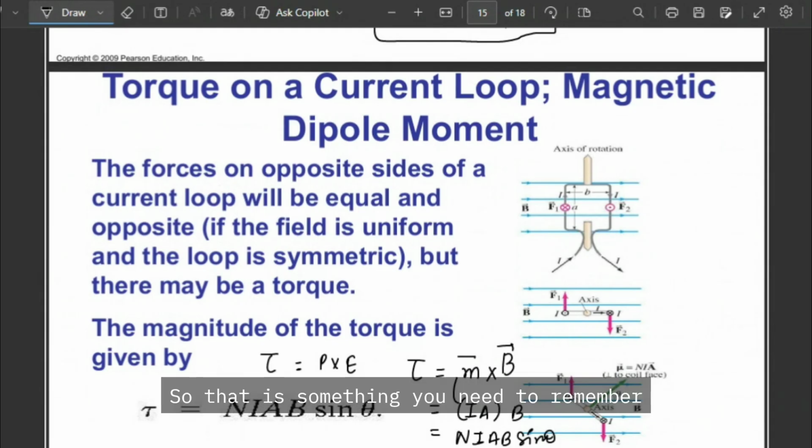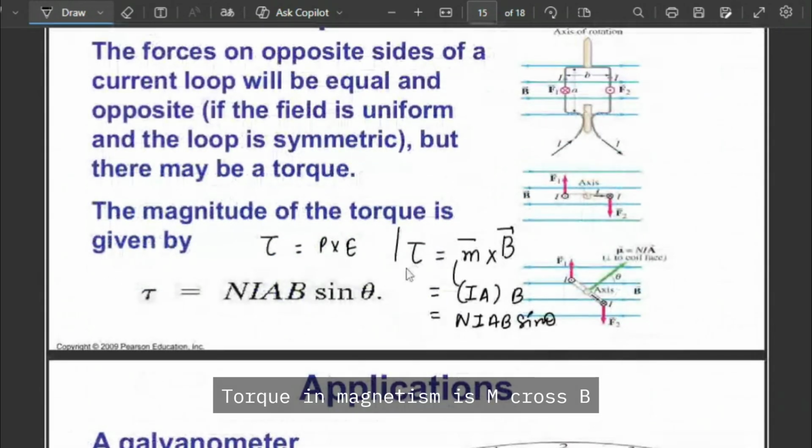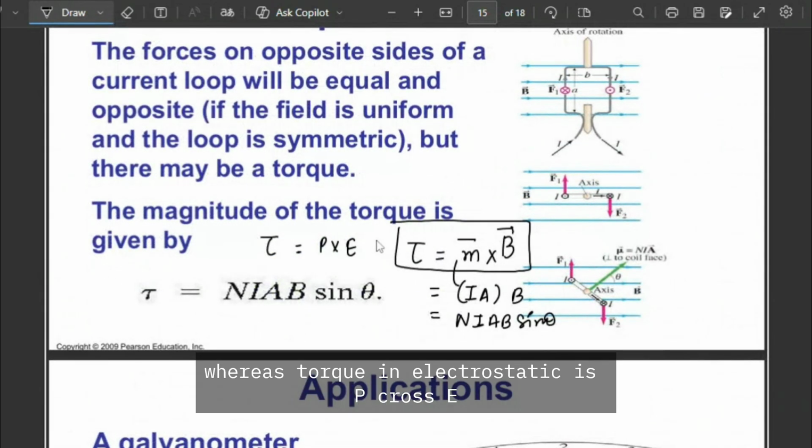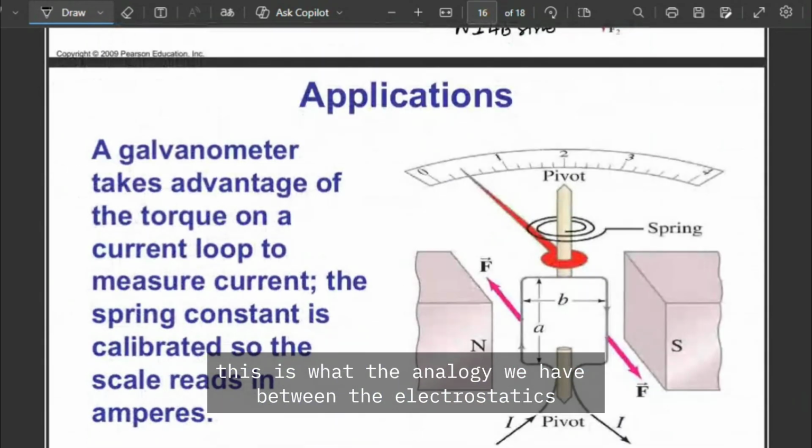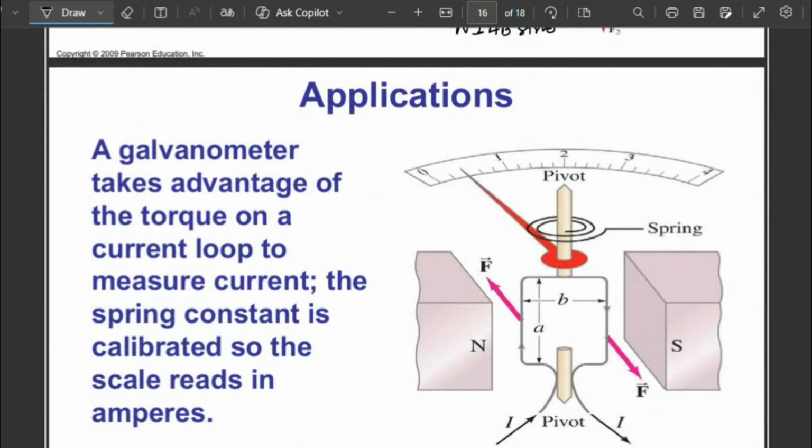So that is something you need to remember. Torque in magnetism is M cross B, whereas torque in electrostatics is P cross E. So similar relations, this is the analogy we have between electrostatics and magnetism as well.